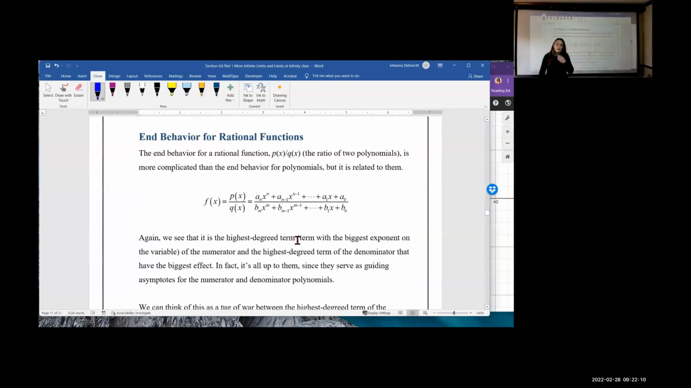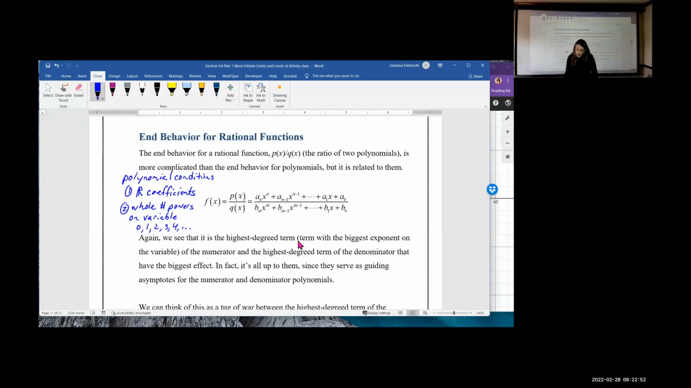Now let's talk about the end behavior for rational functions. Remember, for a polynomial, we have two conditions, and I do expect you to have this memorized. The conditions to be a polynomial are 1, real coefficients, and 2, whole number powers on the variable. That would be numbers like 0, 1, 2, 3, 4, and so on.